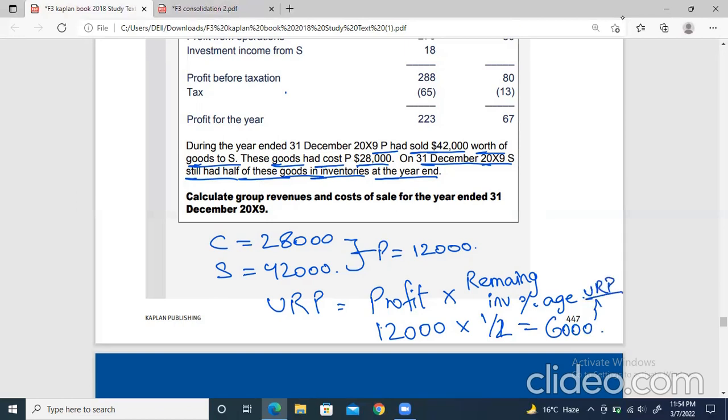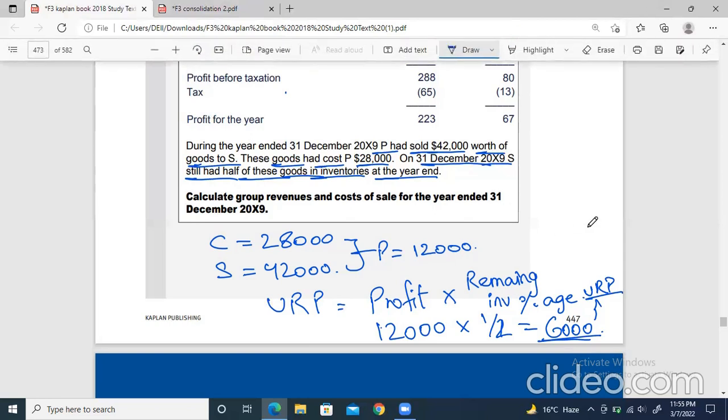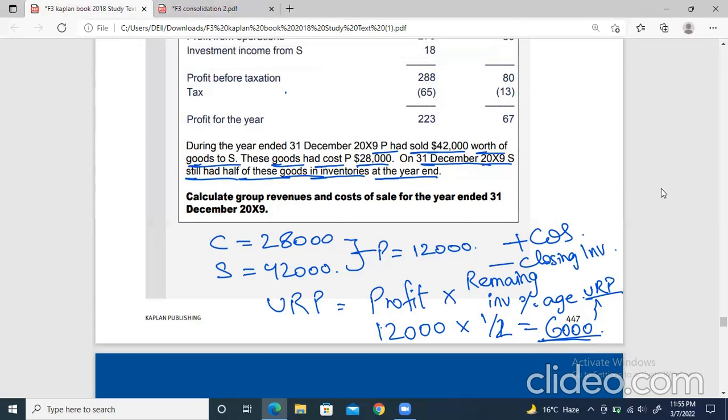So we have understood the calculation of this model. Now this is the amount that we will add in cost of sale and deduct from the inventory. This 6,000, because this was the unrealized profit. Let me write it over here: add in the cost of sale and deduct from the closing inventory. Closing inventory regarding the statement of financial position, and cost of sale regarding the profit or loss. Okay, right, got it? Yes.